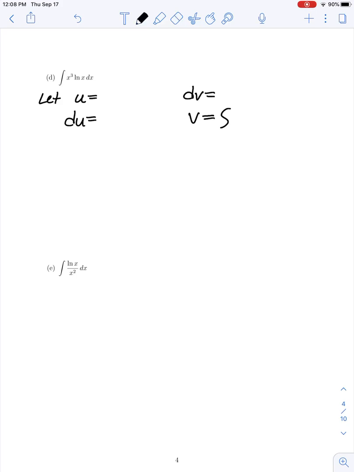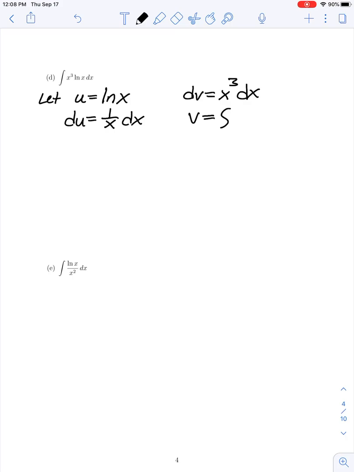So let's reverse our choice for each of these. Instead of letting u be x cubed, let's take u to be the natural log of x, in which case dv would be everything else in that integrand, which is our x cubed dx. So then du, well, we know how to differentiate the natural logarithm. We would have 1 over x dx.